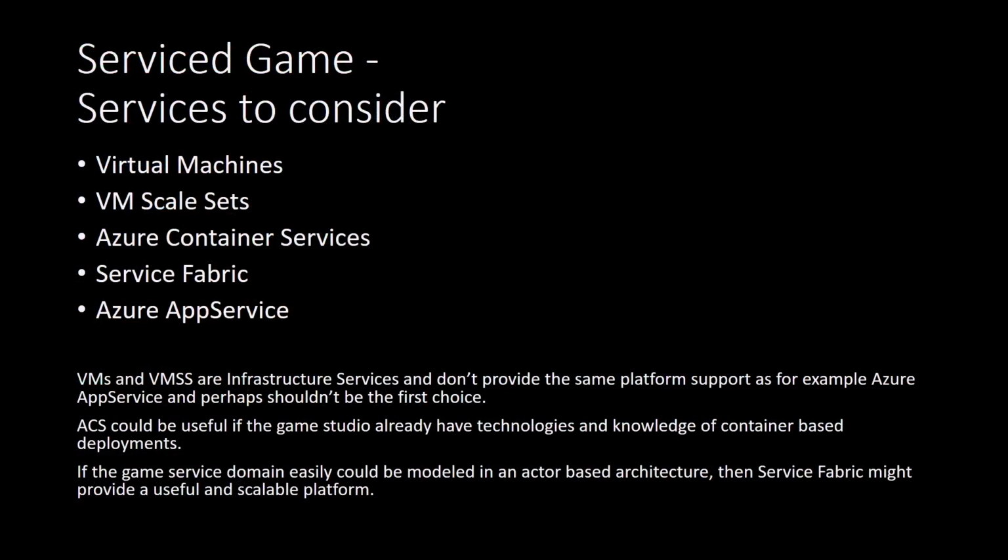And some of the services to be considered in this kind of scenario would be similar to the ones before. Pretty much the same as before. It's very much the same, but the virtual machines are always there. It's like the base option. You can always use them. And the scale sets we already spoke about. The container services, of course, Service Fabric, and the app services that are available. So a little bit depending on what you intend to do.